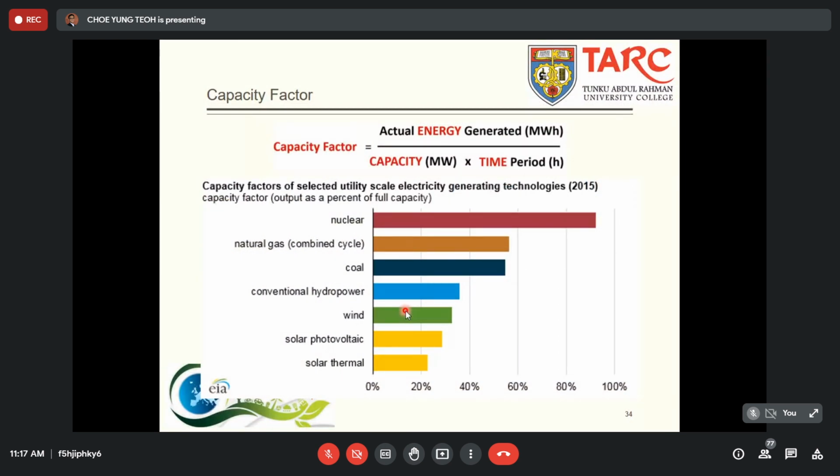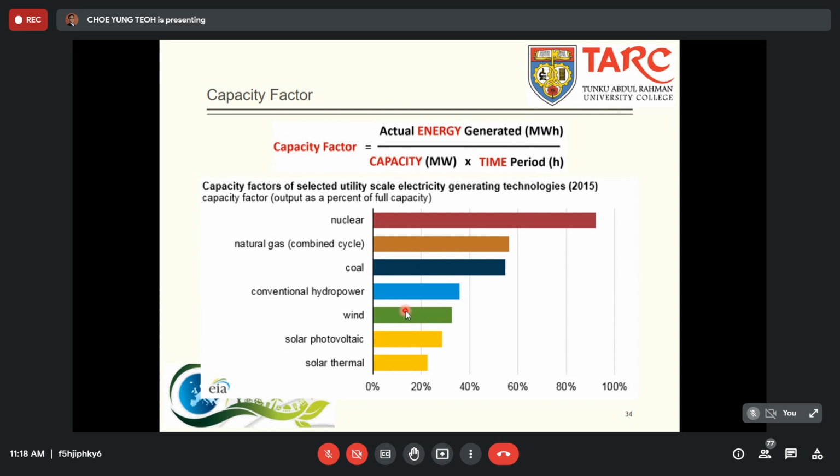Capacity factor. Okay, when we talk about renewable energy, one main weakness of renewable energy is the capacity factor. Okay, so what does capacity factor mean over here? Capacity factor means how much of the capacity you really use on the power plant. Factor of capacity, how many percent? Okay, let's say if I have a capacity factor of 100%, or 1, it means that the power plant runs at full power 24 hours a day, 365 days a year. Keep running at full power.